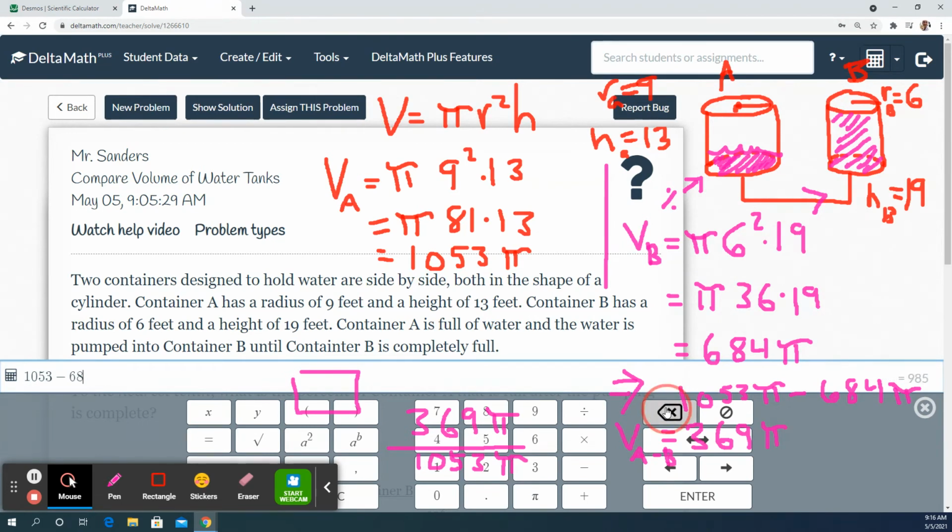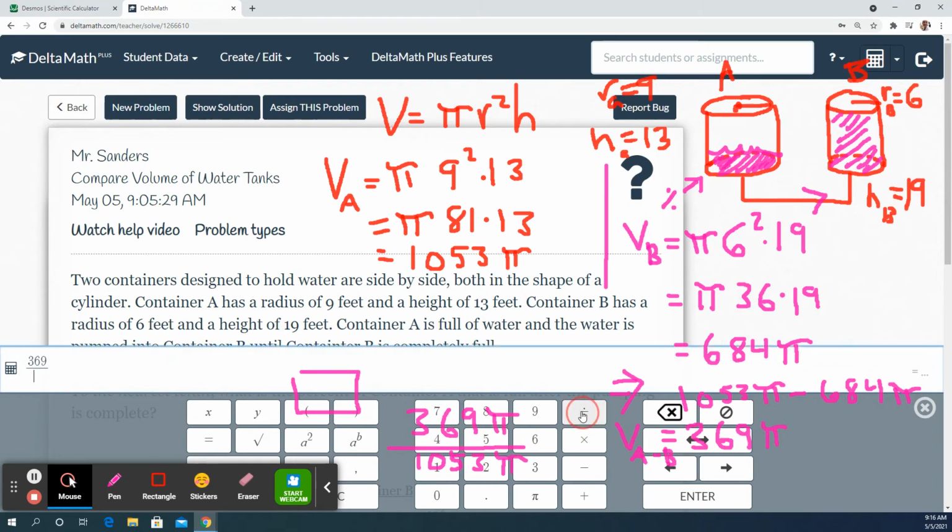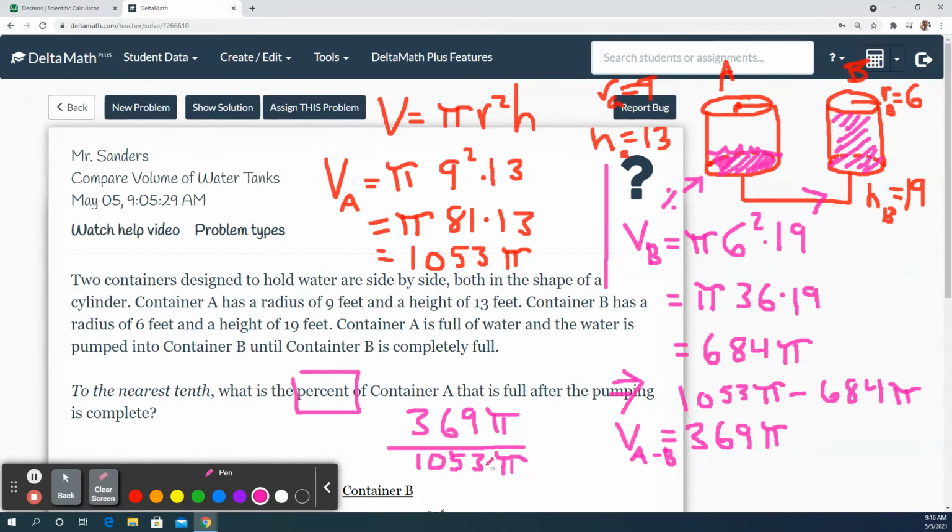369 divided by 1053. So I got 0.3504. So all this is equal to 0.3504... and we want the nearest tenth. So that's a tenth of a percent.